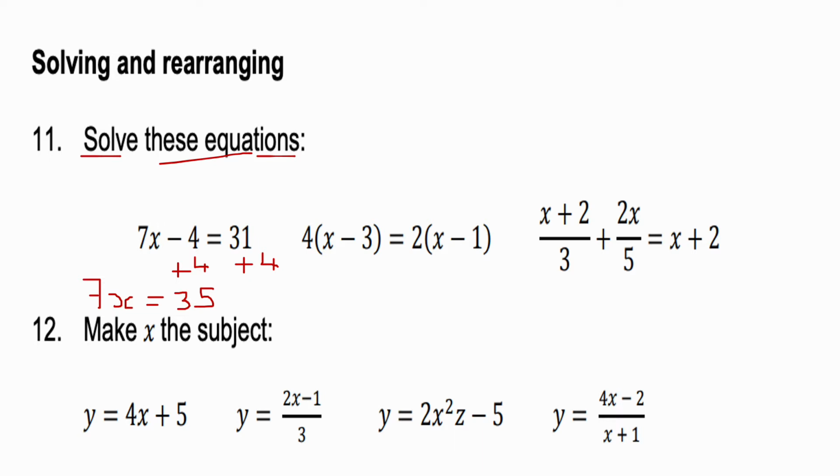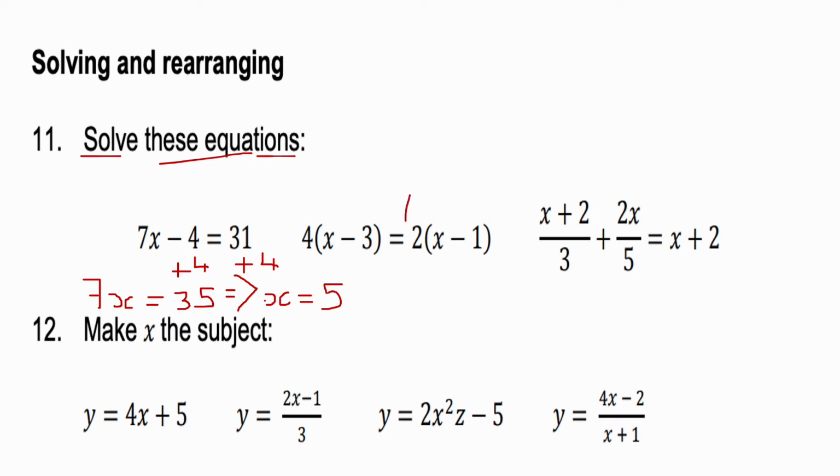If I now divide both sides by 7, because 7x means 7 times x, I get x is equal to 35 divided by 7, which is just 5. So x is equal to 5 is the solution to this equation. And you can check your answer by substituting x equals 5 into the left hand side and showing that we get 31. 7 times 5 is 35, take away the 4 is 31, so that does confirm our answer.